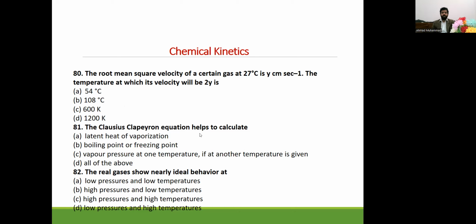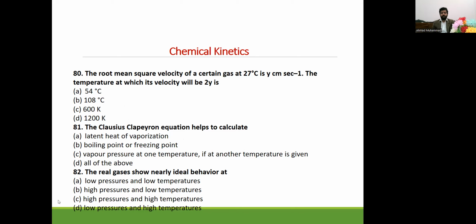The Clausius-Clapeyron equation is used to calculate the latent heat of vaporization, boiling point or freezing point, and vapor pressure at one temperature if another temperature is given, and D is all of the above. So the correct option from these four options is latent heat of vaporization.